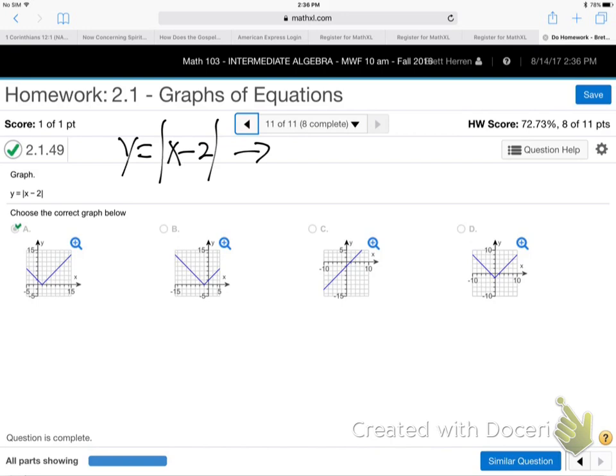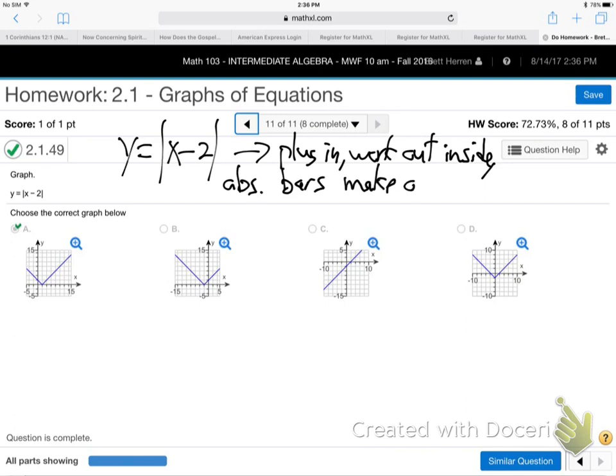So plug in, work out the inside, and then the absolute value bars make the answer positive at the end. In other words, you can't make it positive right now. You can't make that a plus sign in the middle right now. That'll mess you up. That's not what it's saying. It's saying once you've plugged in and done all the work and you got your final answer for the inside, then make that positive at the very end. That's what the absolute value bars do.